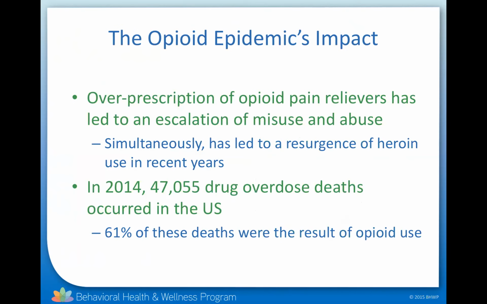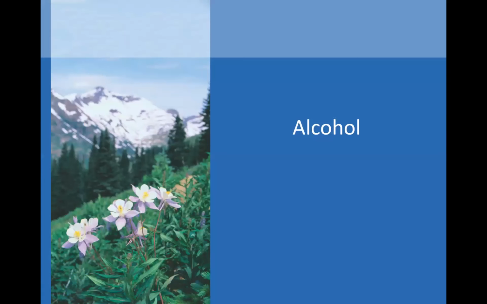And this has obviously had a big impact. This overprescription of pain relievers has led to an escalation of misuse and abuse. At the same time, if people do become dependent on the substances, it has led to a resurgence of heroin use in recent years. And you can see there that the drug overdose deaths associated with this are very high. And then this number has even grown a little more in recent years. And you can see that of the drug overdose deaths, about 60% were the result of opioid use. So clearly, very important topic.